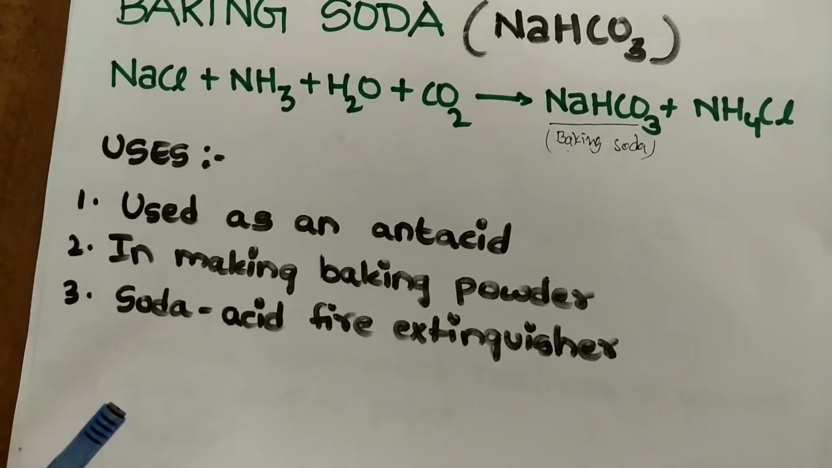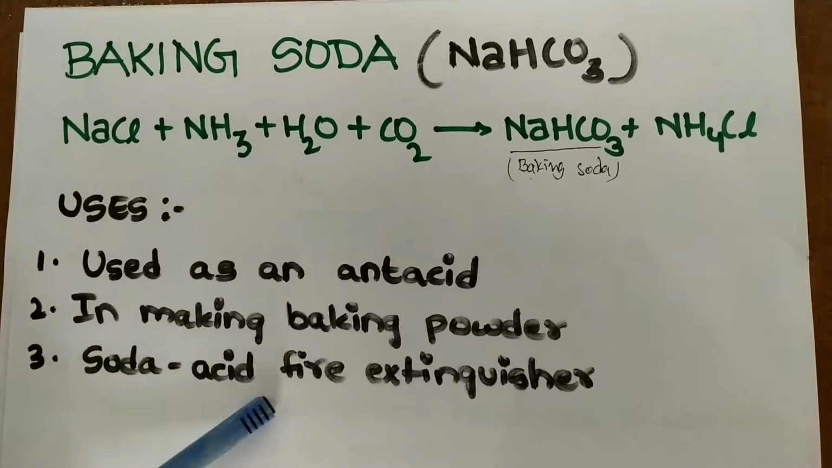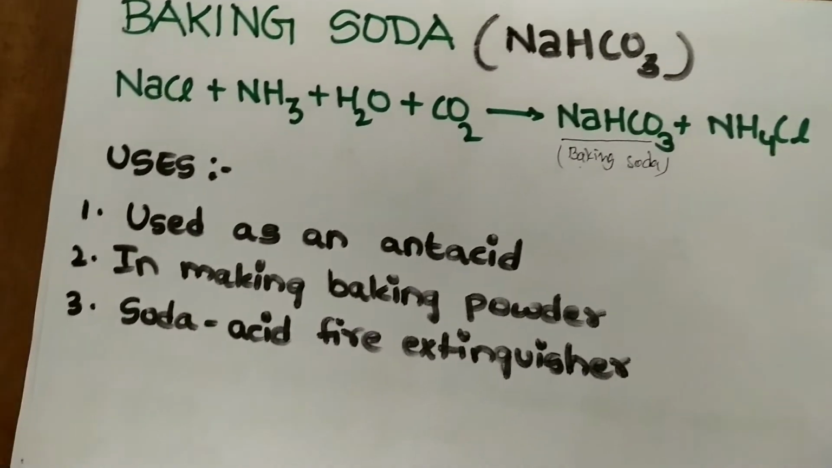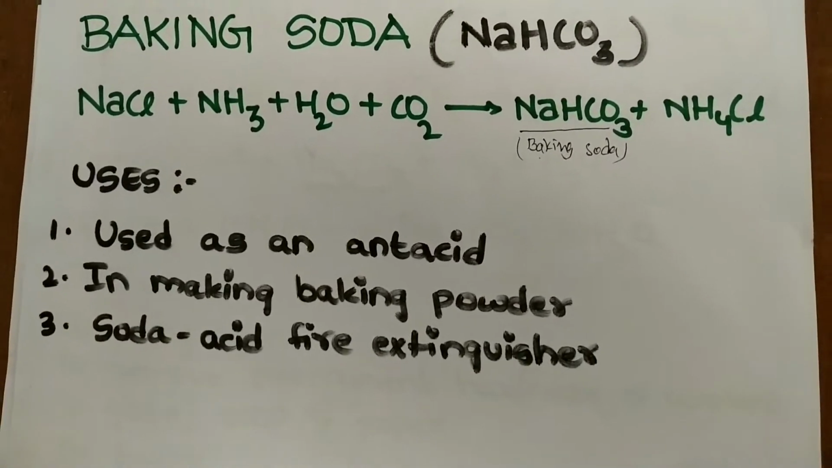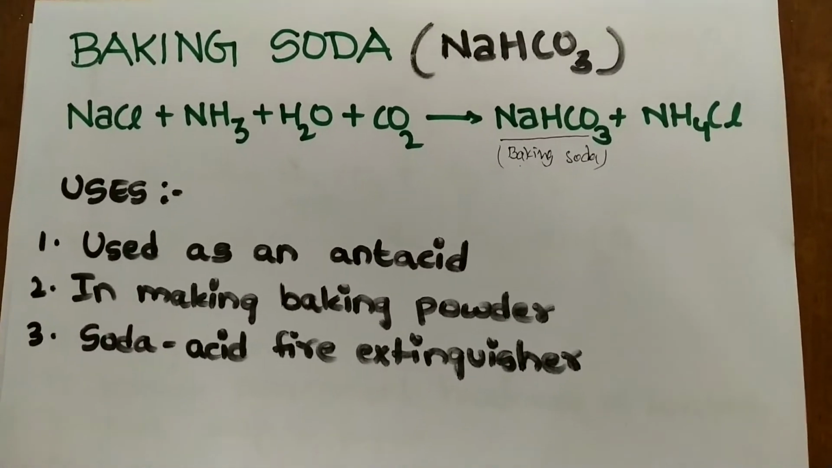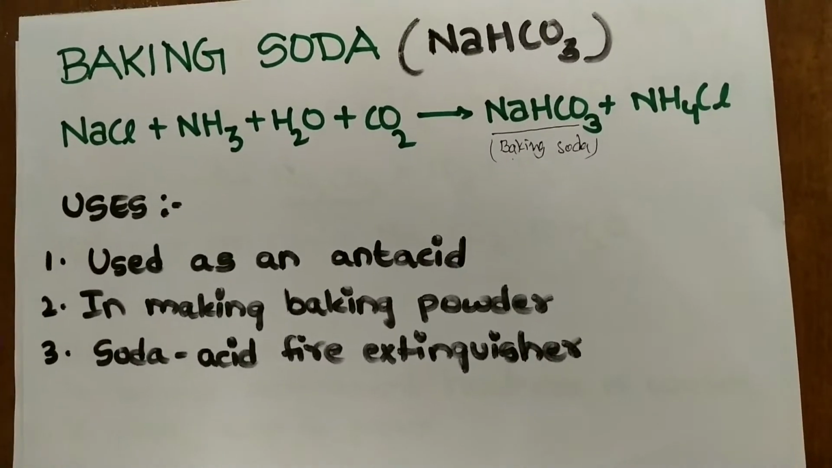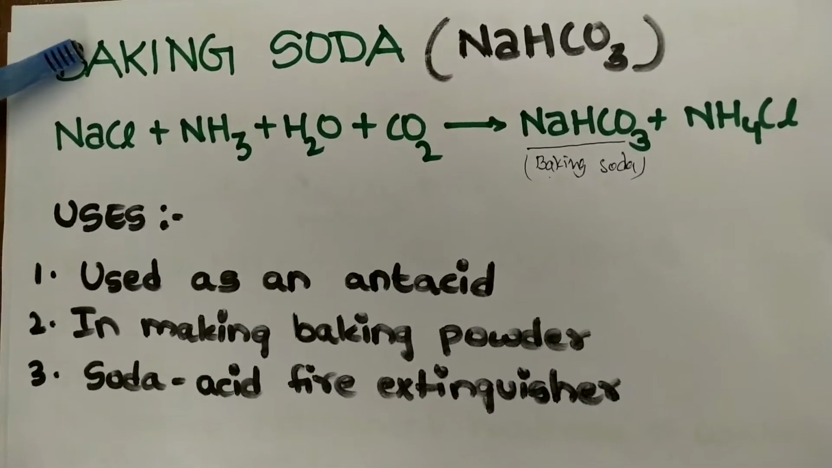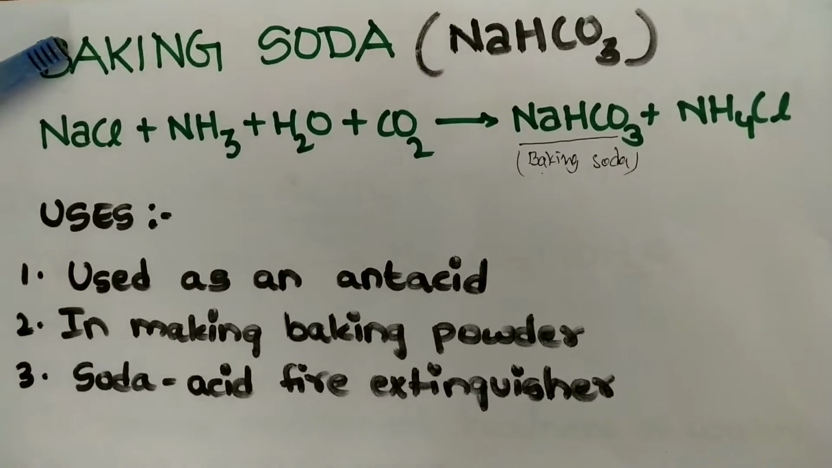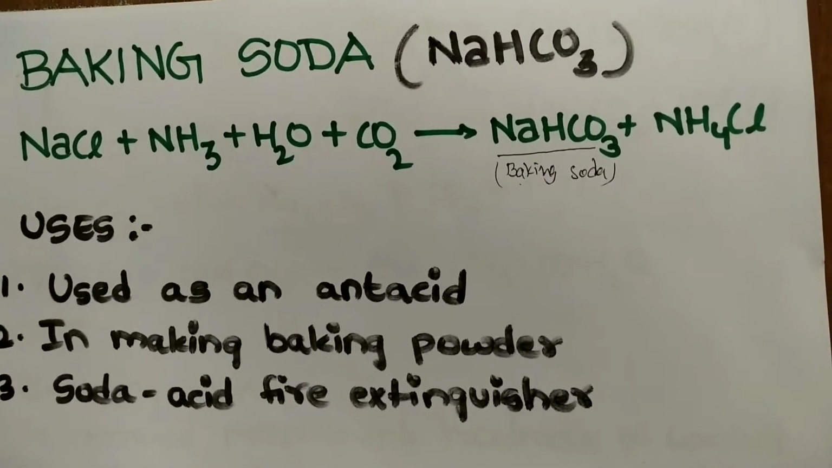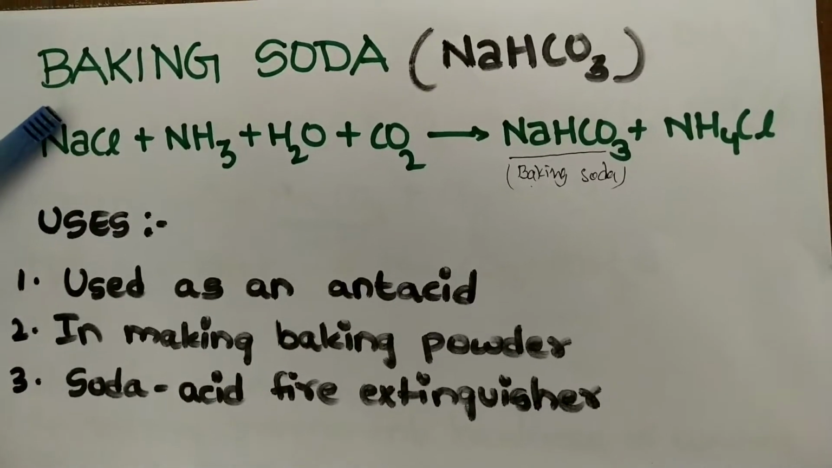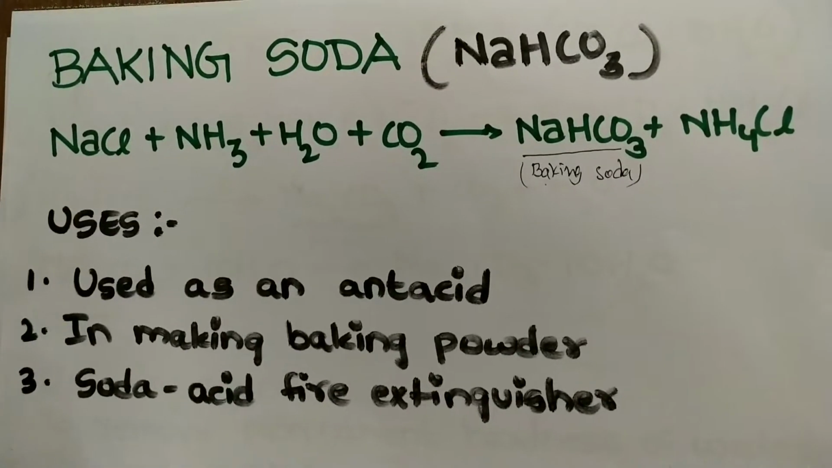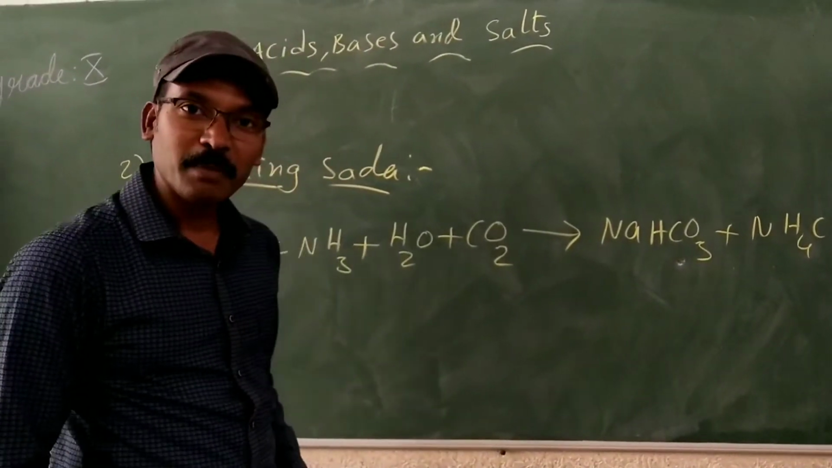Okay, and one more very important use is the soda acid fire extinguisher. Generally, if you observe in malls, film theatres and such places, some cylinders are placed. Even in our school, in the corridors or staircases, you might have seen dry carbon dioxide powder extinguishers. In olden days we generally used the soda acid fire extinguisher. The baking soda combines with sulfuric acid to produce carbon dioxide gas. This carbon dioxide gas has the property of putting out the fire. That's why baking soda is used in the soda acid fire extinguisher.